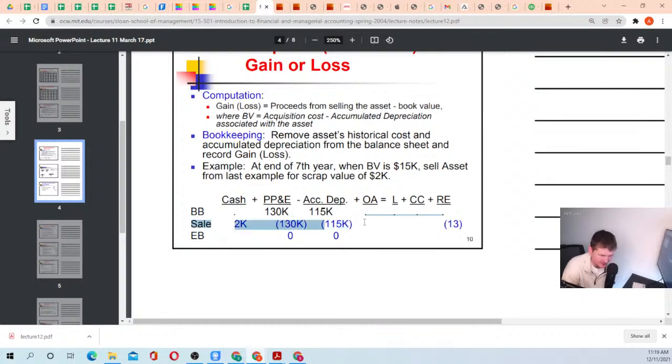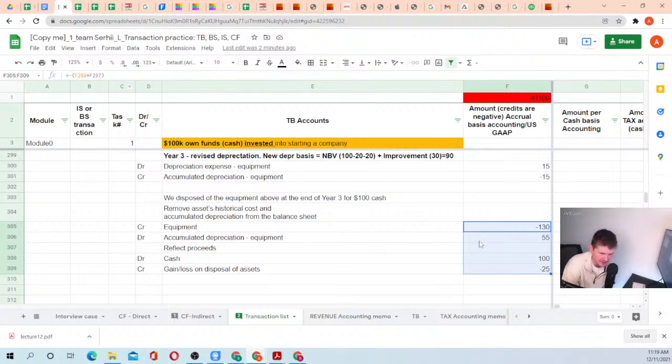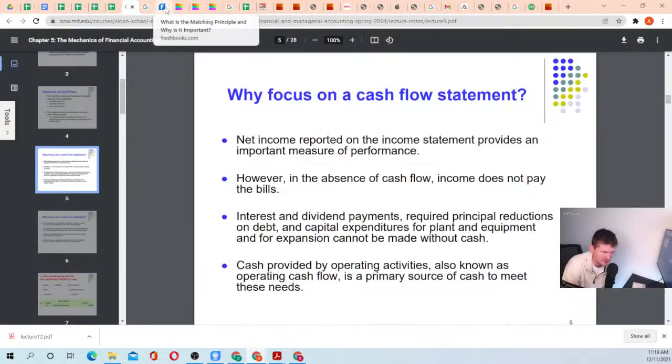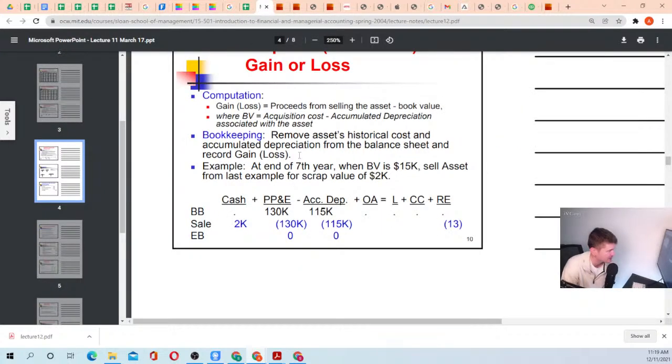We have a different accumulated depreciation here, because in our case we only used 3 years of depreciation. In their case they used 7 years of depreciation. So basically there is a 45,000 depreciation difference. And they have different proceeds, and as a result they have a loss on the sale.